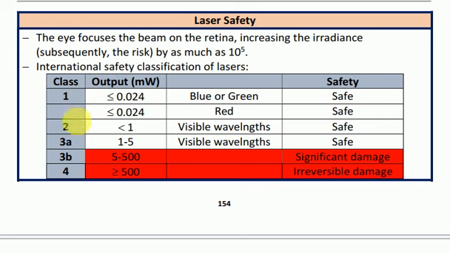International Safety Classification of Lasers: class 1, 2, 3A, 3B and 4. Output in milliwatts for safety: for blue-green, less than 0.024; for red also 0.024. For visible wavelengths, less than 1 is safe. For visible wavelengths, 1 to 5 is safe. Between 5 and 500 causes significant damage. More than 500 causes irreversible damage.